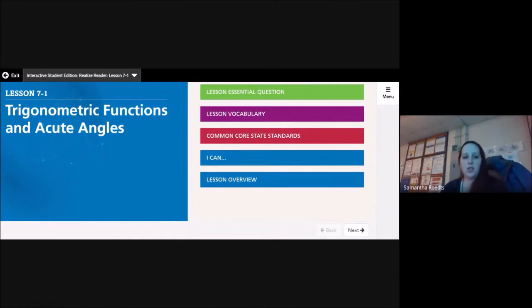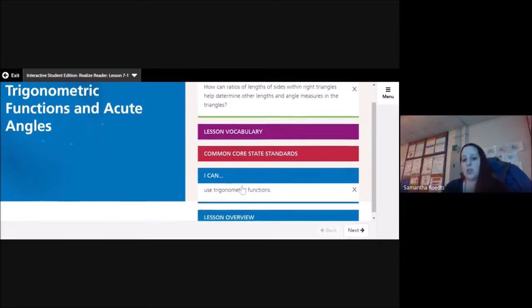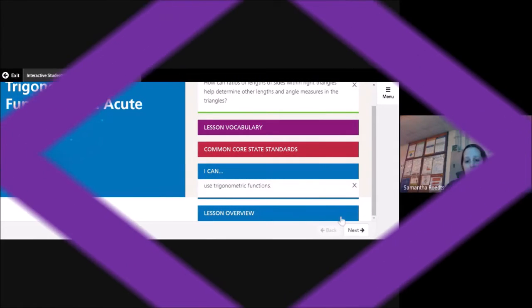All right, this is Unit 7, Lesson 1, Trigonometric Functions and Acute Angles. So our lesson essential question is, how can ratios of lengths of sides within right triangles help determine other lengths and angle measures in the triangle? At the end of this lesson, we'll be able to use trigonometric functions.